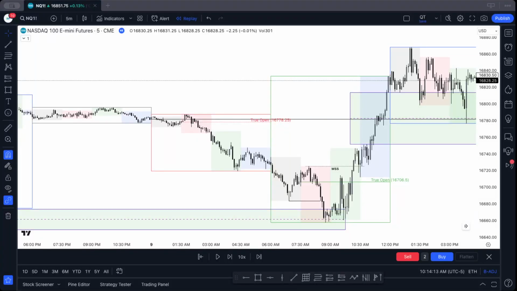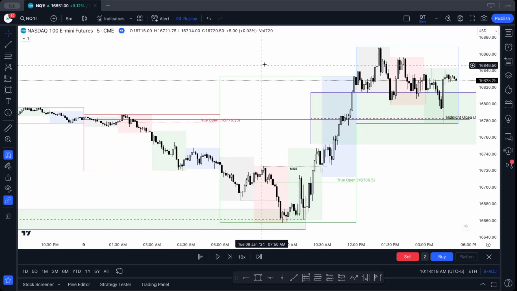What is up, everybody? I am a day late on this price action recap, but I thought I'd put it out there just so you could see what it would have been like to trade on Tuesday, January 9th, based upon how I trade using quarterly theory.